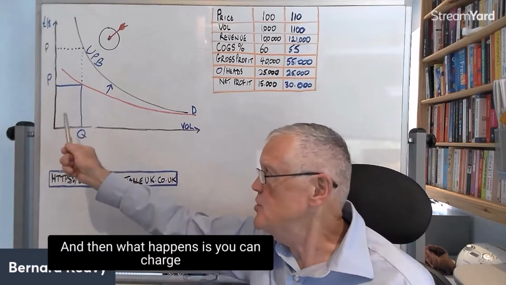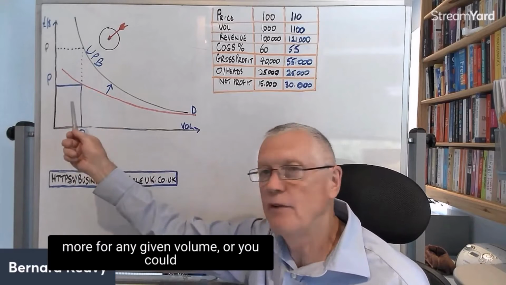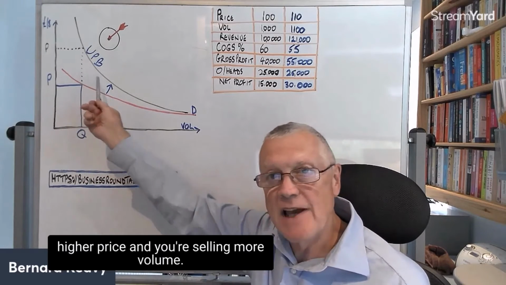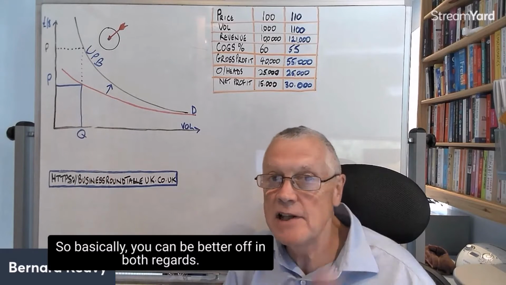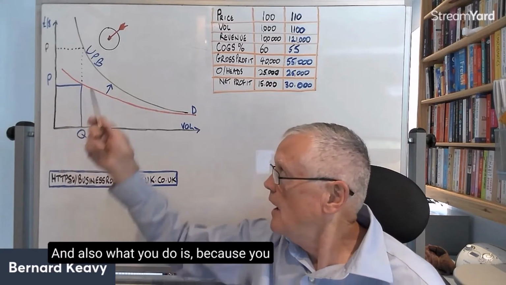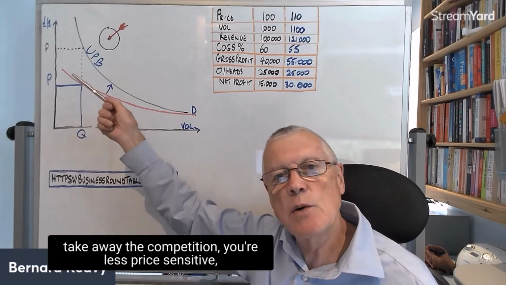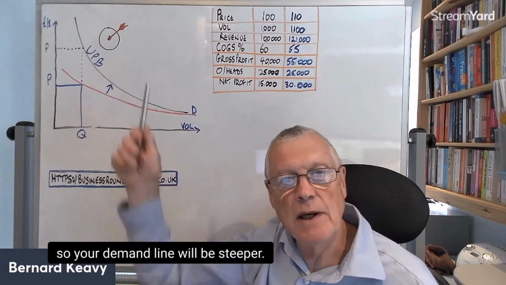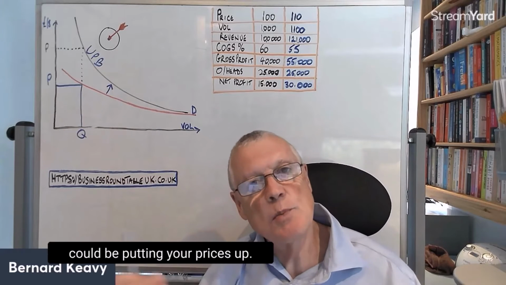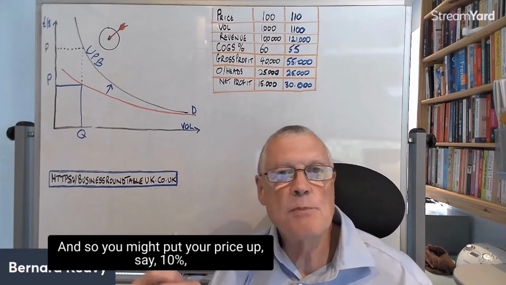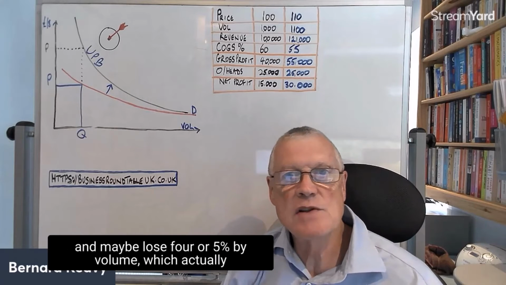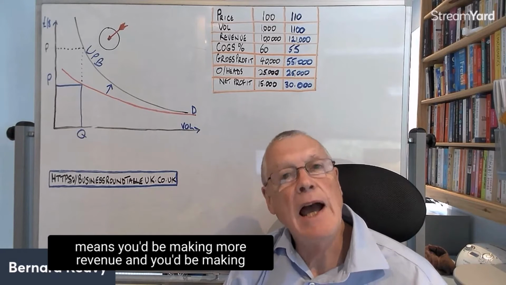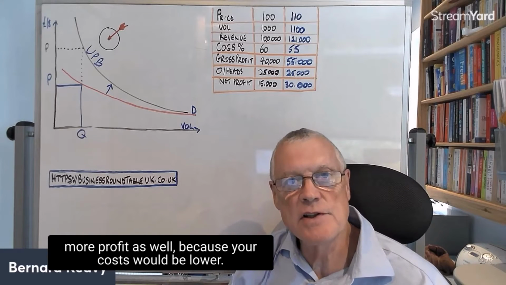And now what happens is you can charge more for any given volume, or you could charge more, say here, where you're getting a higher price and you're selling more volume. So basically you can be better off in both regards. And also what you do is, because you take away the competition, you're less price sensitive. So your demand line will be steeper. And what that means is you could be putting your prices up. And so you might put your price up, say 10%, and maybe lose 4 or 5% by volume, which actually means you'd be making more revenue and you'd be making more profit as well, because your costs would be lower.